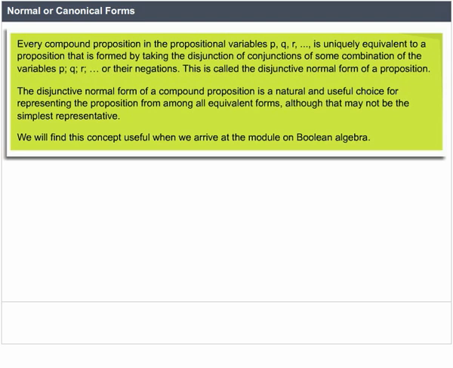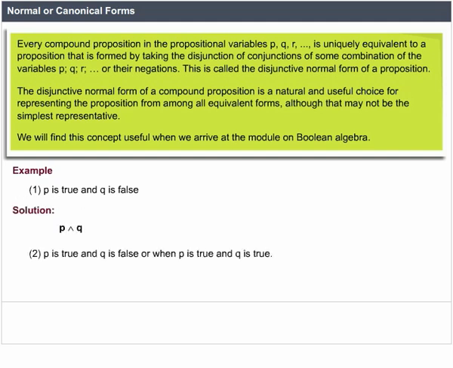Example: 1. P is true and Q is false. Solution: P and Q dash. 2. P is true and Q is false, or when P is true and Q is true. Solution: P and Q dash or P and Q.